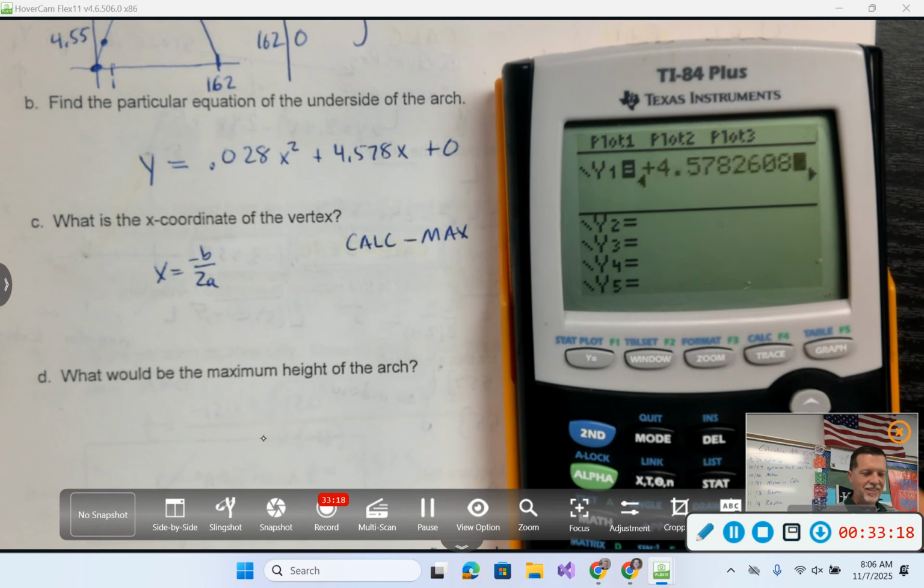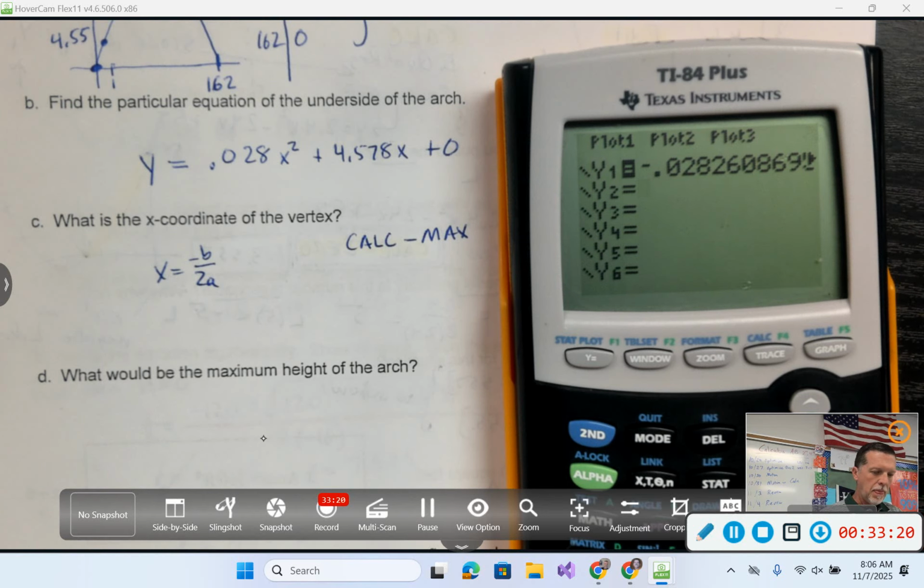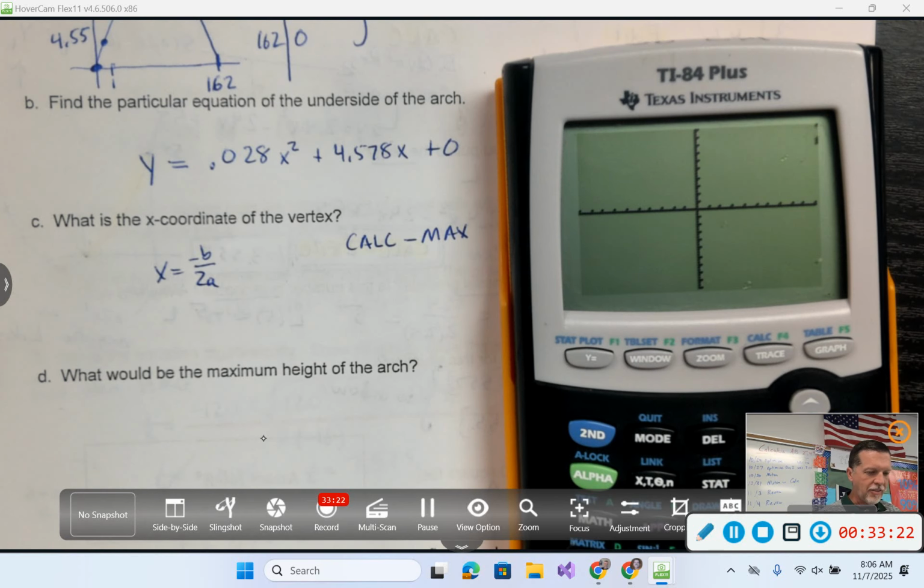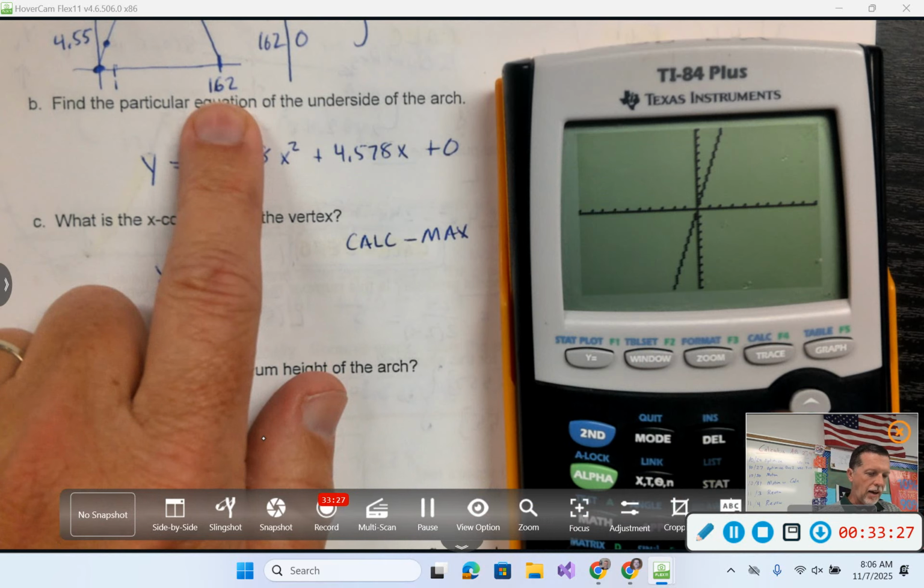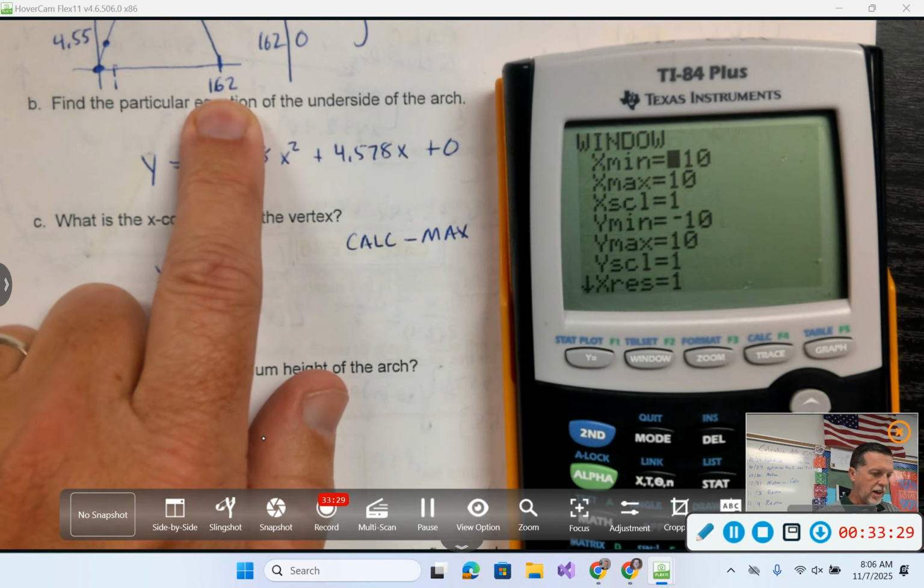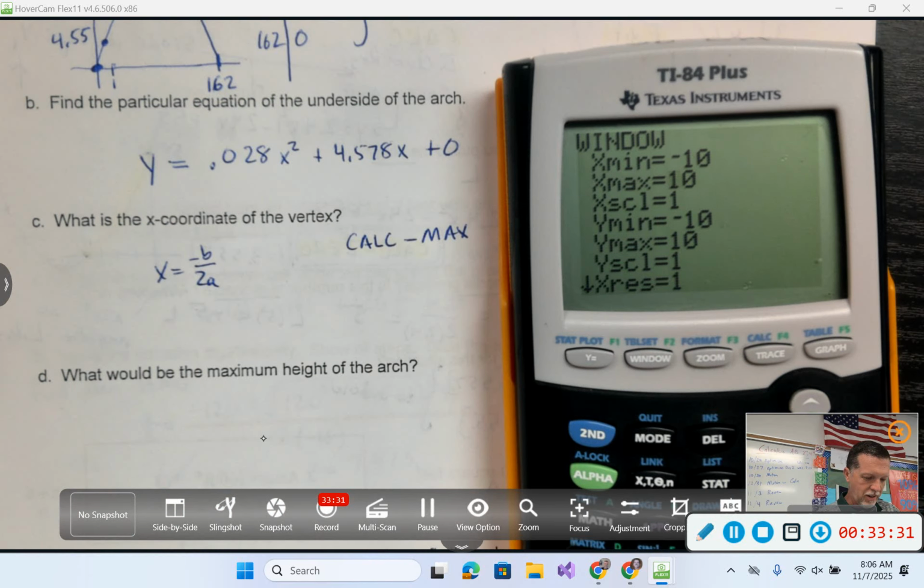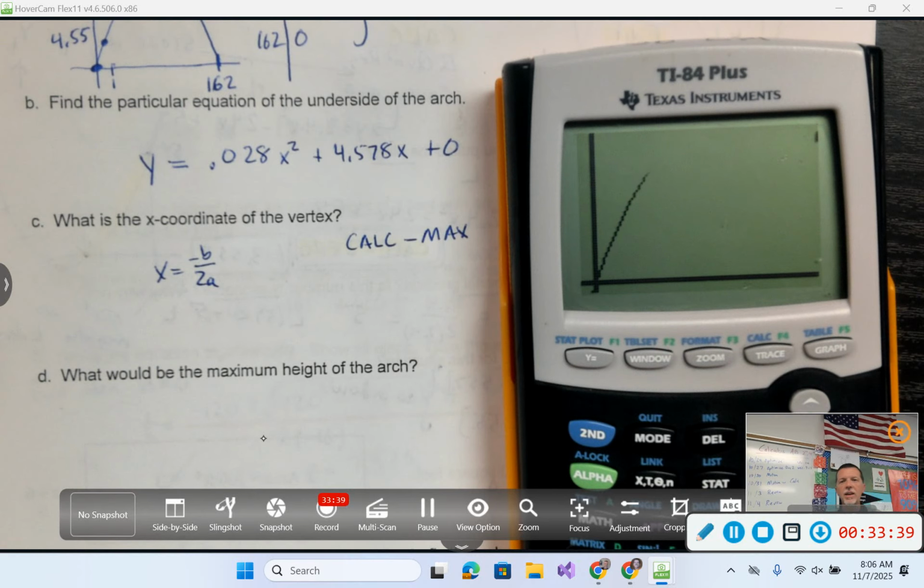Where do you get the calc facts from? Is it maximum? So I'm going to graph. Window. I got to go to 162. And I don't know how high this thing is. 200 maybe? I have no idea. 200 was a good enough guess. Where'd you put 200? For my Y max.